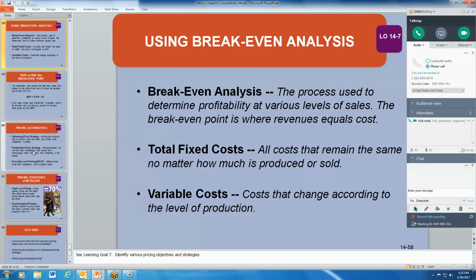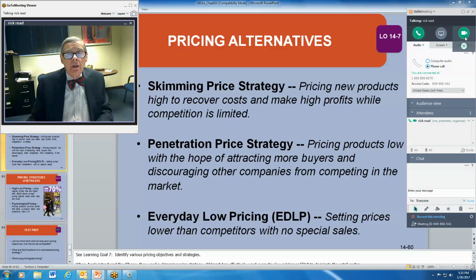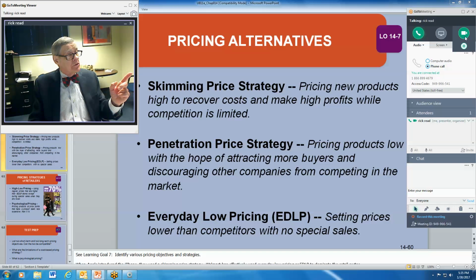I'm not going to go into break even because I really don't think that's a good price strategy. Skimming price. This is the new product. We saw this back in introduction in the life cycle. You're going to charge as much as you can because you don't have any competition.